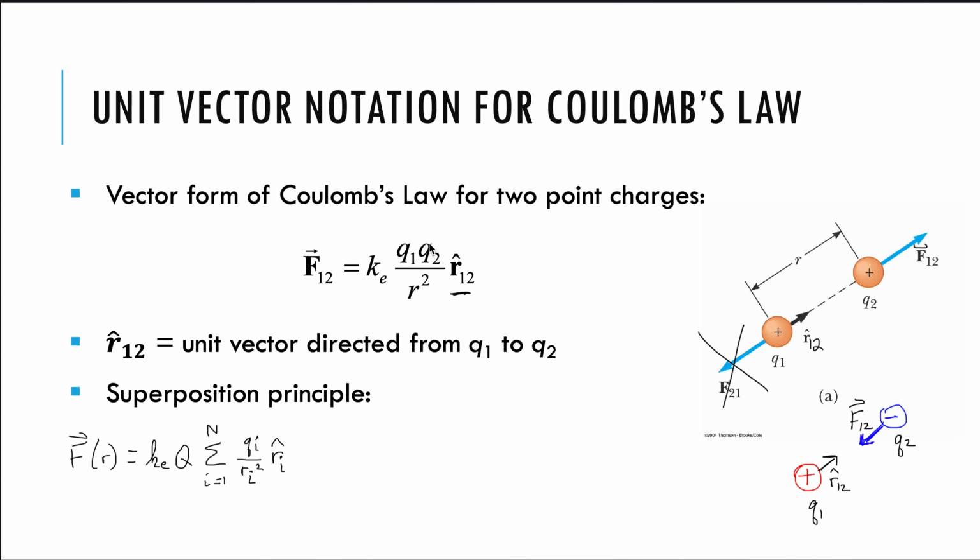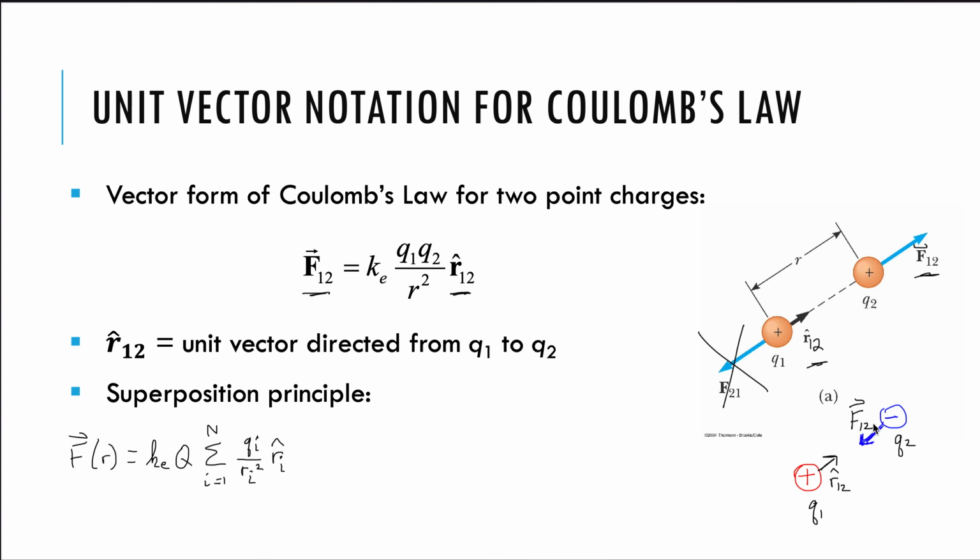So what's noteworthy about this notation is you are going to put in negative signs for the charges as necessary. If your charges have like signs, then the product will be positive, and that means that the force on charge 2 will have the same direction as the unit vector towards charge 2. As you can see here, the force and the unit vector have the same direction. And this makes sense because positive charges repel. We expect the force to be pointing towards the right.